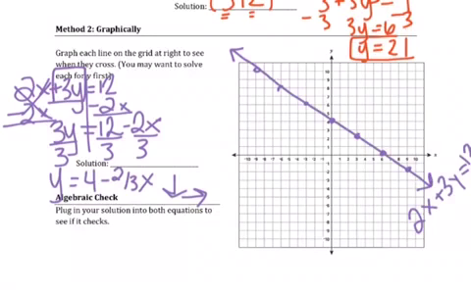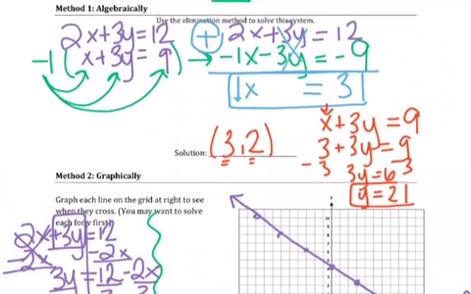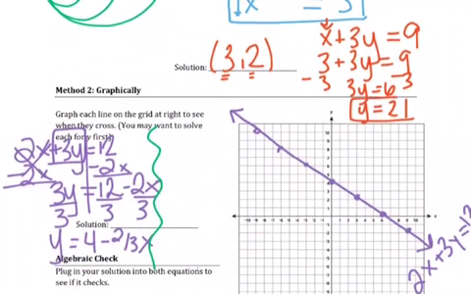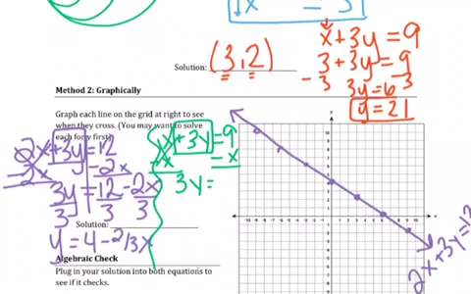I'm going to give myself a little bit of room here. Okay, so the next equation, I forgot what it was. x plus 3y is equal to 9. Again, I want the form y equals mx plus b. So I'm going to subtract x. So I have 3y is equal to 9 minus x. Almost have y by itself. So I'm going to divide by 3, divide by 3, divide by 3.